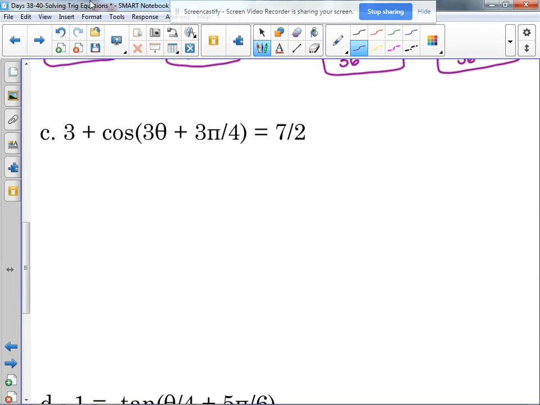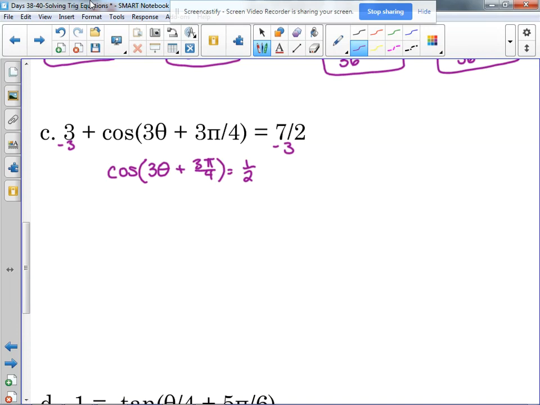So let's do one with cosine. We've got 3 plus the cosine of 3 theta plus 3 pi over 4 is equal to 7 over 2. Okay, again, same principle applies. Trig function got to be by itself. Right now we're adding that 3 in front. We need to begin by subtracting the 3 from both sides. So 7 over 2 minus 3 is 1/2.